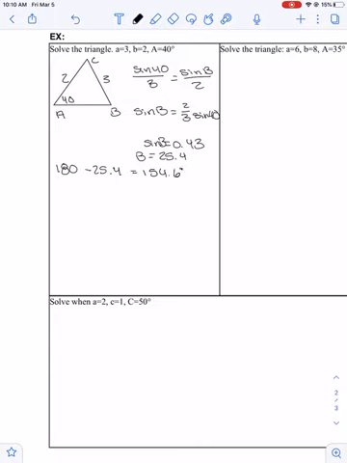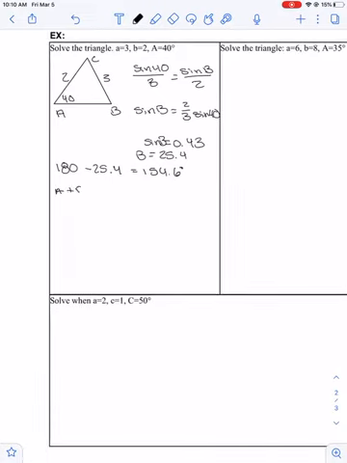So we want to ask ourselves, can b also equal 154.6? And that is no, because a plus b has to be less than 180, because you need to be able to get another angle for c. So if a and b already add up to 180, you're not going to have enough to have anything for angle c. So 154.6 plus 40 is 194.6, which is bigger than 180, so there is no second triangle.